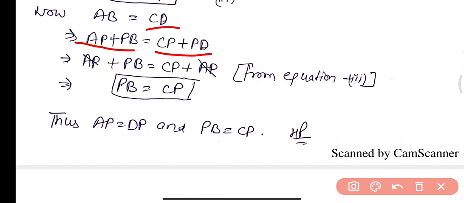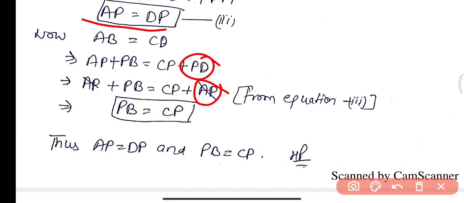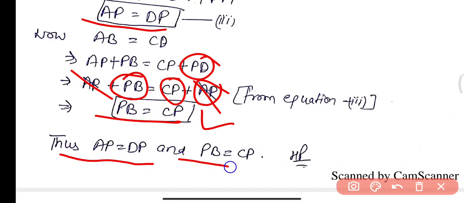Now PD can be written as AP. We have already proved that AP equals DP, or PD. So PD can be written as AP. So AP will be cancelled, and we will get PB, or you can say BP, equals CP. This is the required second result. Thus AP equals DP and PB equals CP, hence proved.